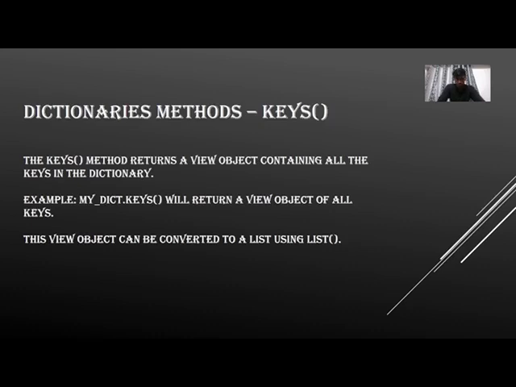Dictionary methods. Keys. The keys method returns a view object containing all the keys in the dictionary. Example, my_dict.keys() will return an object of all the keys. The view object can be converted into a list using list.